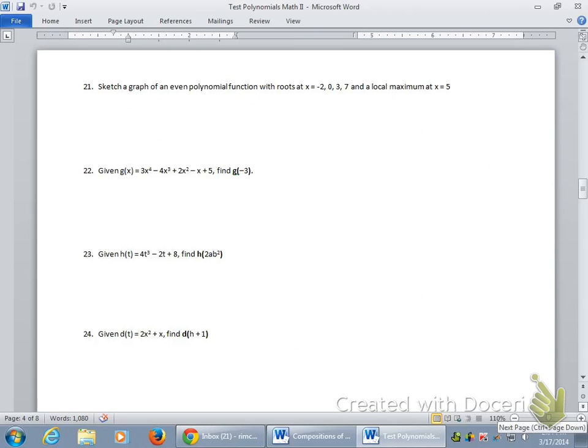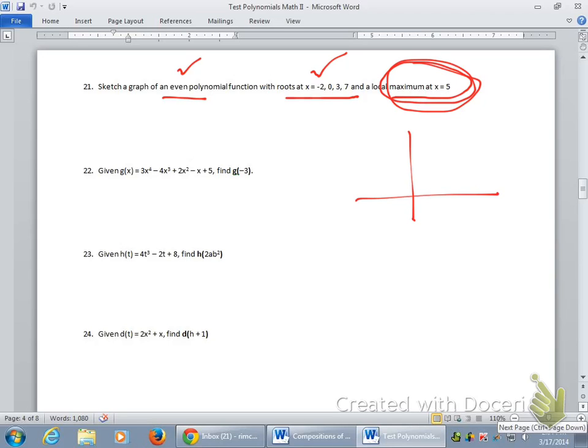Guys, I can tell you what happened on 21. So many of you missed this on 21. You got all the roots right. You did a nice job. You made it even. You did a nice job, most of you. But this word right here, you died at maximum. All right? It says a maximum at x equals 5.